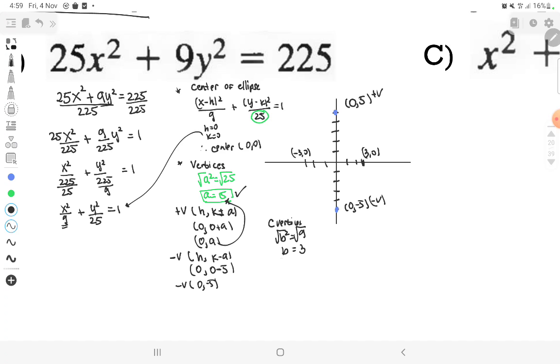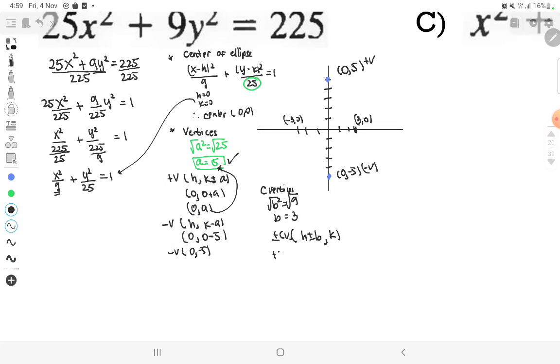How did I get that? For my positive CV, I will just have my h, okay, plus or minus b for my positive and negative CV, and of course my k. So for my positive CV, I would consider my h plus b and k. So since our h is equal to 0 and k is equal to 0, we'll have my positive CV as 3, 0.